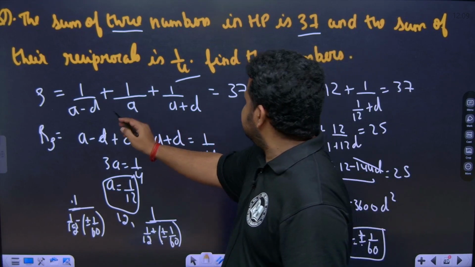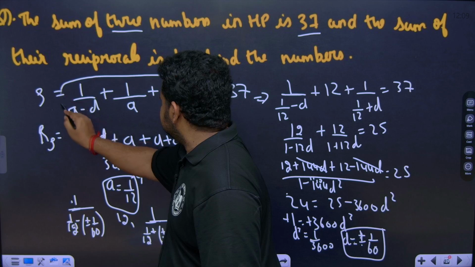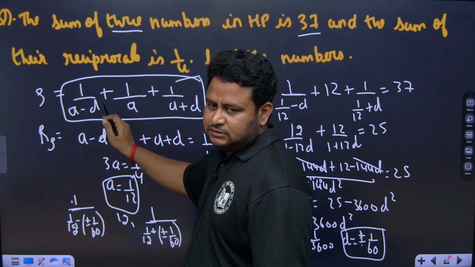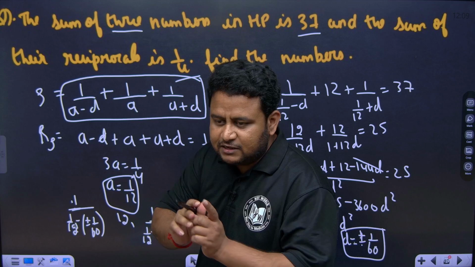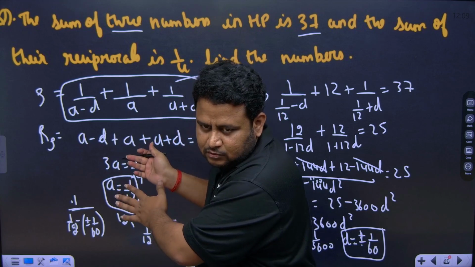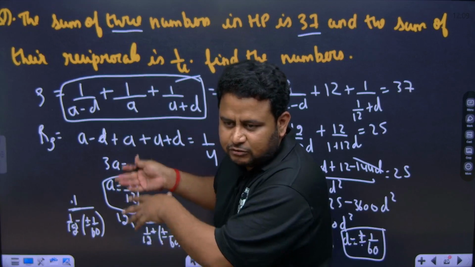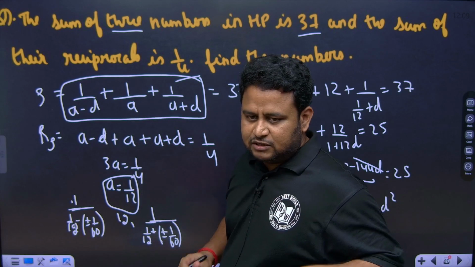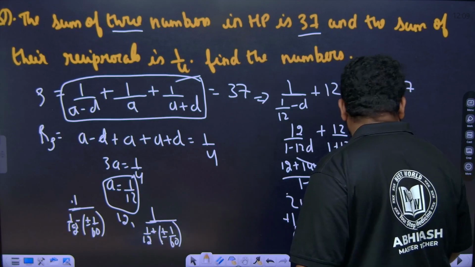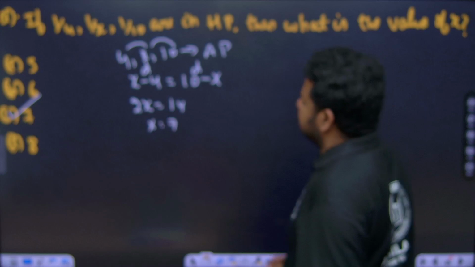Most important thing is this step. You have to be very focused. If there are 3 terms in HP, you have to take 3 terms in AP but with reciprocal. 5 terms in HP means you have to take 5 terms in AP with reciprocal. See, in this question also we took reciprocal only, but they were already given in reciprocal HP. We took reciprocal of AP, we got it as 4x and 10. That's it. Clear? Next.